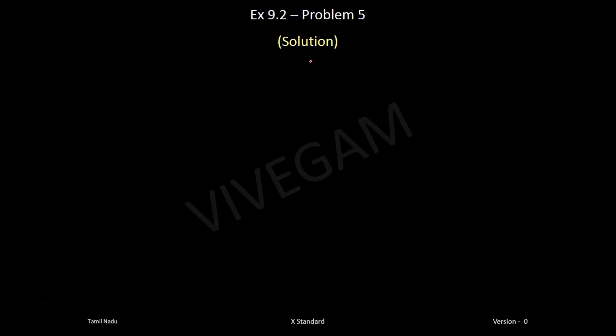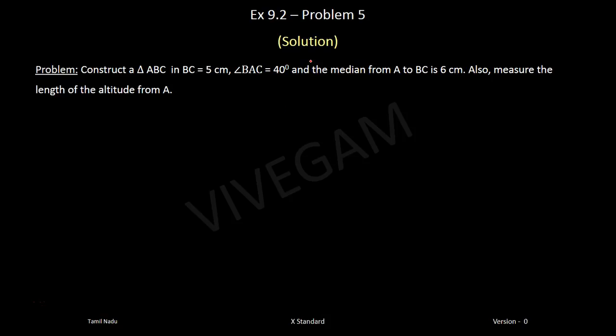Exercise 9.2 Problem 5 Solution. Construct a triangle ABC in which BC equals 5 cm, angle BAC equals 40 degrees, and the median from A to BC is 6 cm, and also measure the length of the altitude from A. Okay, it's very similar to the previous problem.